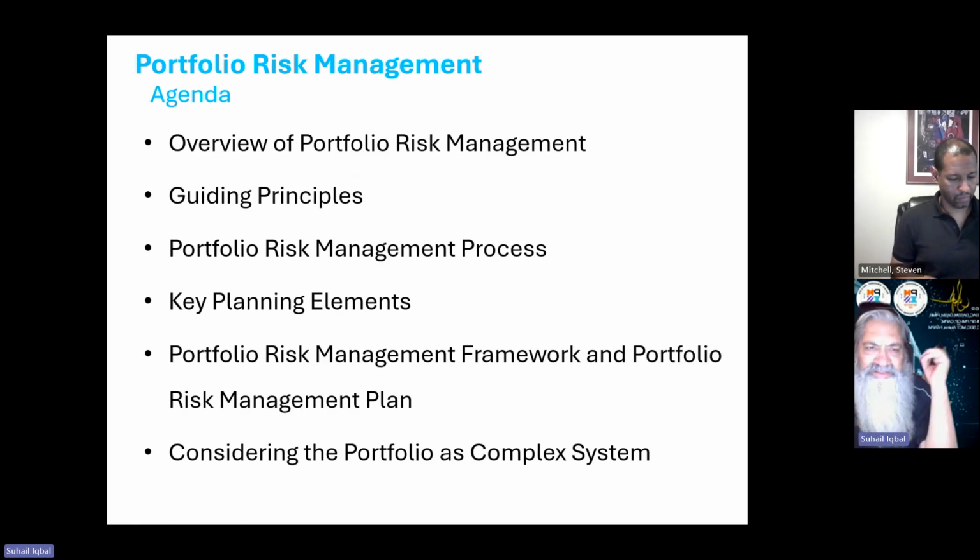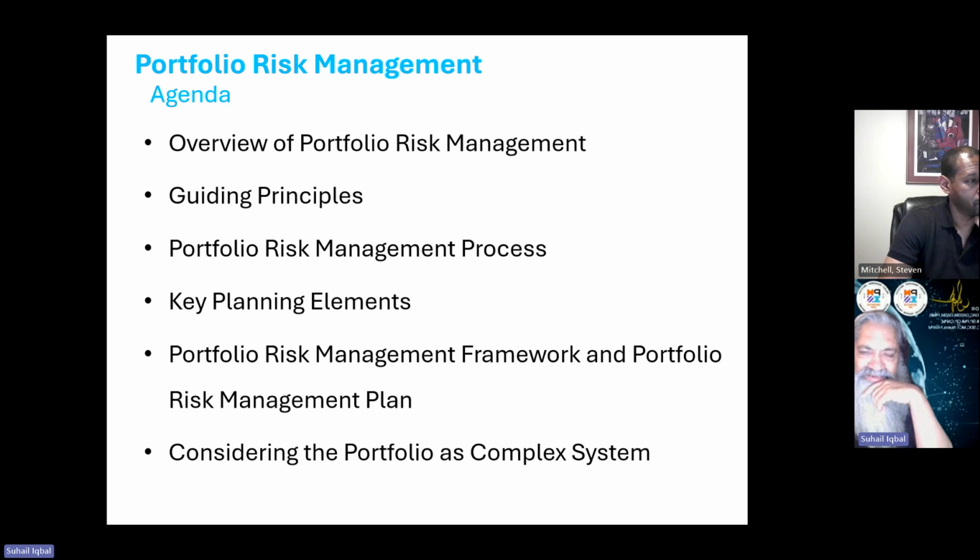So the agenda for this is we will have an overview. We will talk about the guiding principles, the portfolio risk management process, key planning elements, the portfolio risk management framework, the portfolio risk management plan, and considering the portfolio as a complex system.